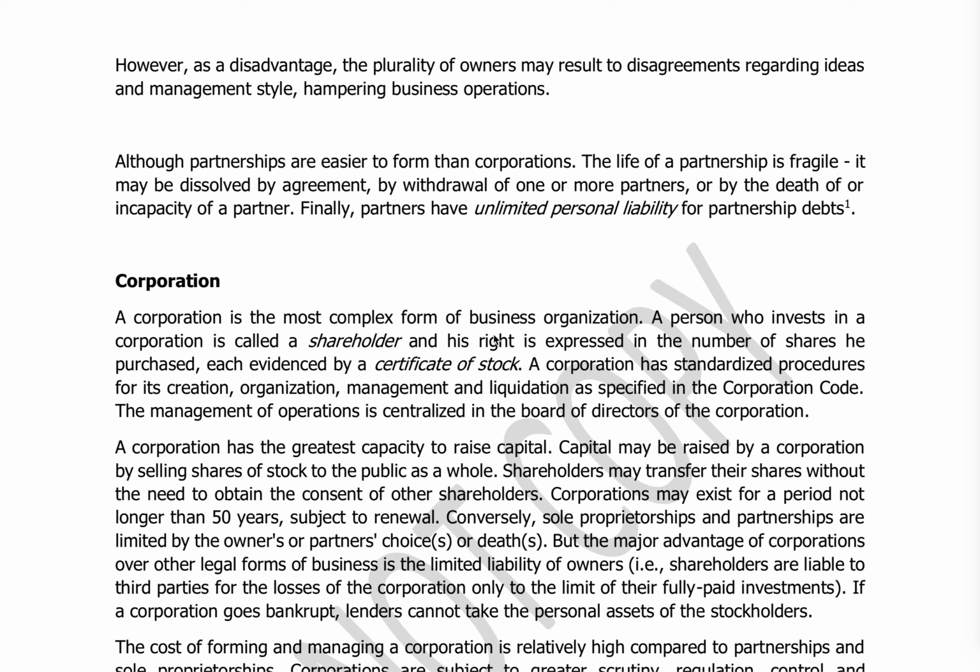Now, how about corporation? When we say corporation, it is the most complex form of business organization. Complex because there are so many requirements in incorporating and also in maintaining a corporation. There is a regulation for that. The government regulates the corporation.